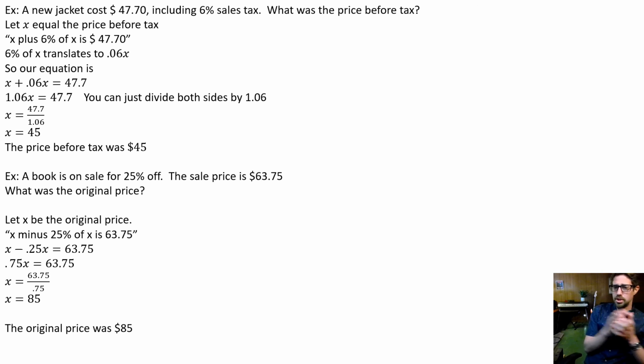And that's it. And then just tell me. So for these, I am going to want you to write at the end what you just did. The original price, you can be as brief as possible. The original price was $85, and put a $ in there so there's units. And that's it. Okay, so those are percent problems.